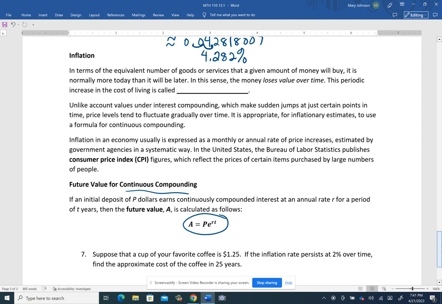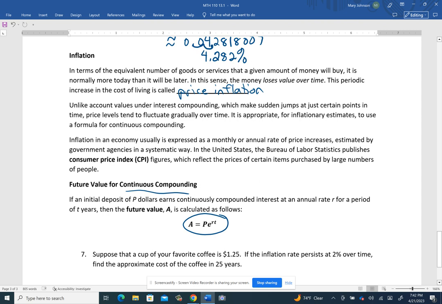Let's just go back through the information there about inflation. What money will buy today is different than what you could buy later. Usually you could buy more today with $1 than you could buy later for $1. So money loses value over time, and that increase in the cost of living is called price inflation. So things cost more, or the value of your money is less as time goes on.